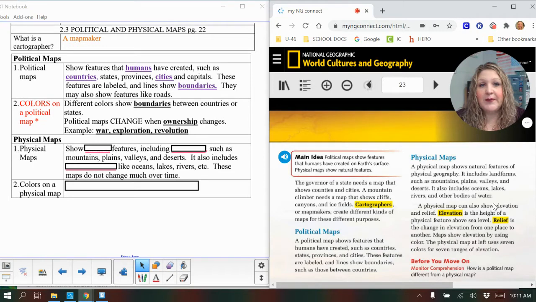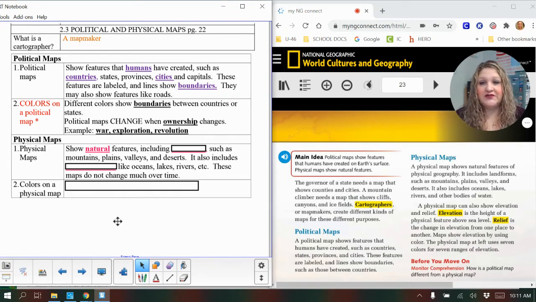So I'll go back and I'll show you that map again here in a second, but let's get this part completed first. So they show what kind of features. Physical features are natural features. Okay, so we want to define that. To define what physical means is natural. And so some of the things that includes is landforms like mountains, plains, valleys, and deserts. It also includes bodies of water like oceans and lakes and rivers.